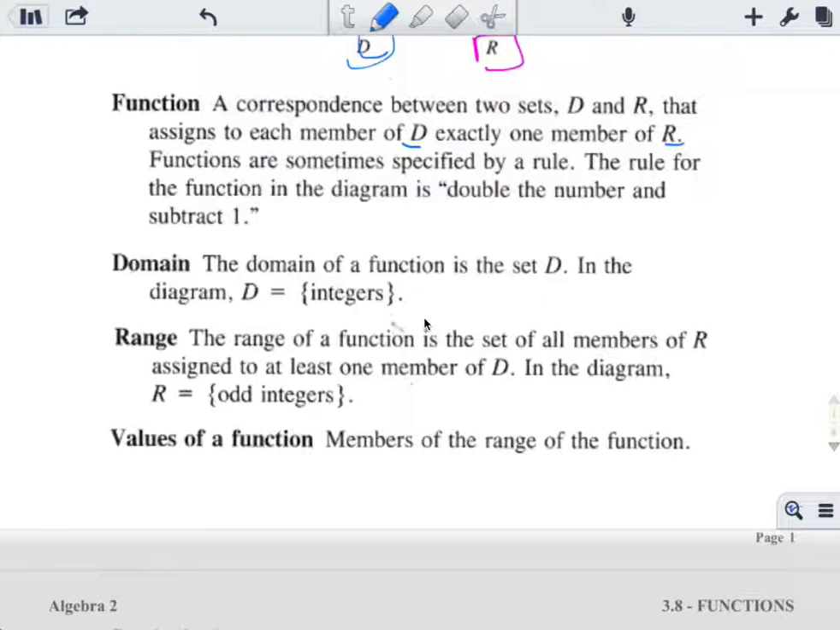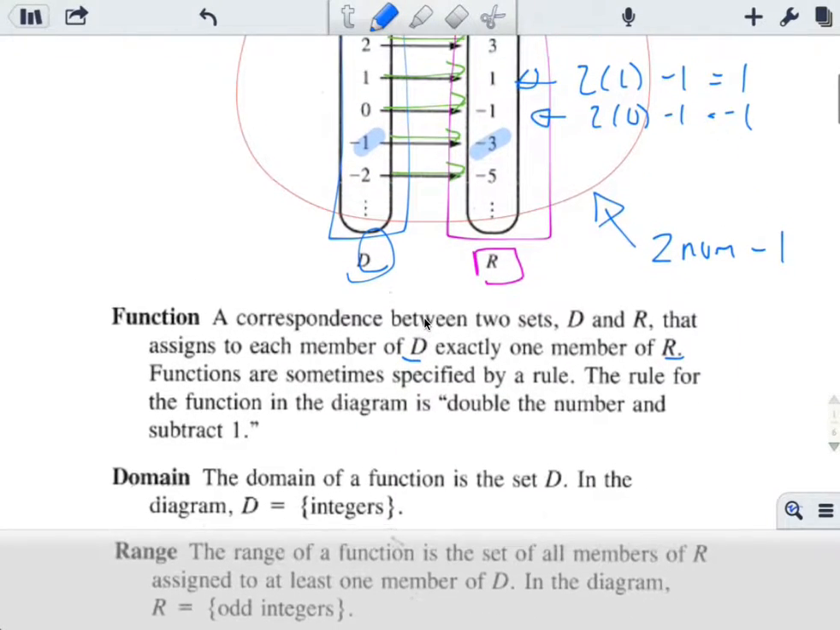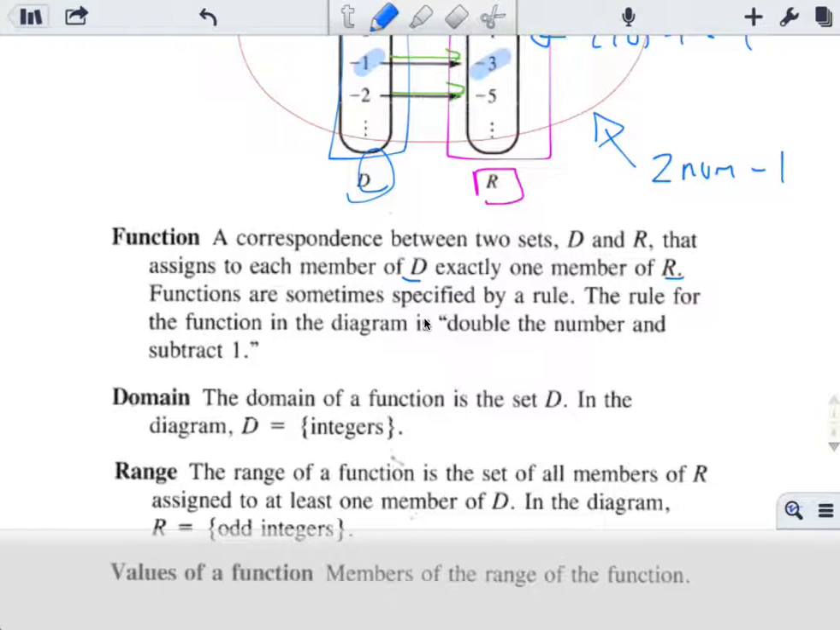Okay, functions are sometimes specified by a rule. The rule for the function in the diagram is double the number and subtract 1. So it's talking about the rule for this diagram. It's double the number, so that's 2 times the number, and subtract 1. For instance, right here, 2 times 1 minus 1 gives us 1. Or for there, 2 times 0 minus 1 is equal to -1. Okay. So a function is basically a rule. It takes one value in the domain and tells you what to do to the value in the domain to get the value in the range.